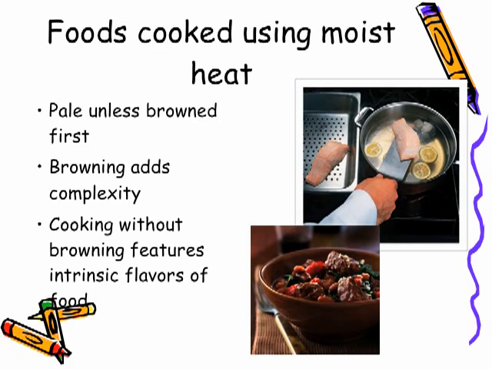We also do cook foods using moist heat, and the examples here on this slide are some fish that's being poached as well as some beef stew. These foods generally are pale in color unless you brown them first. If you do brown a food first before you add the moisture, that adds the complexity that we just talked about with the Maillard browning. If you cook food without browning, it tends to feature or enhance the intrinsic or the natural flavors that are within the food without adding any new flavors to it.